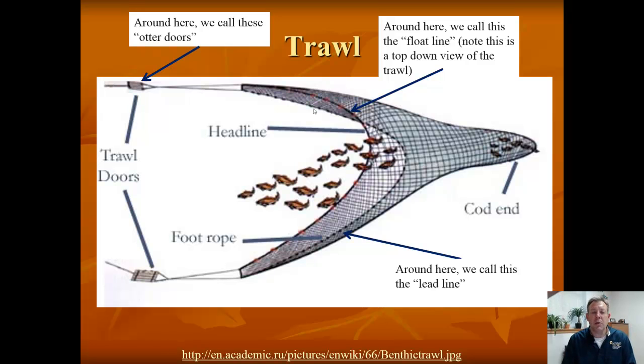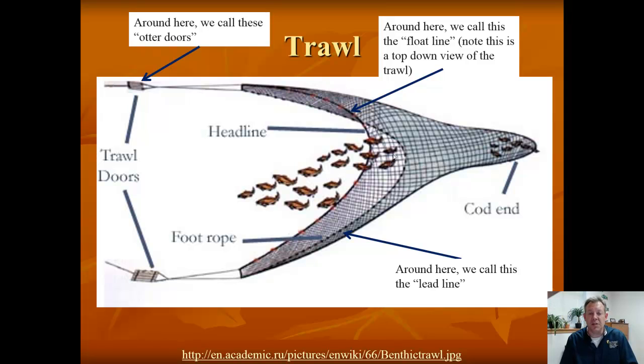And here's a trawl, and we've got some different terminology here. The trawl is held open by what they call trawl doors. Around here we call them otter doors. And those contain the ropes that are attached to the boat. And their function is to catch the water and to hold the mouth of the trawl open. And they call this the headline and the foot rope. What we call them is the float line and the lead line.